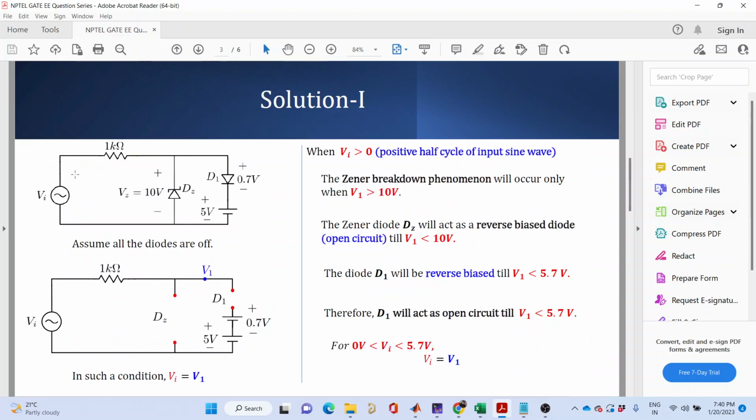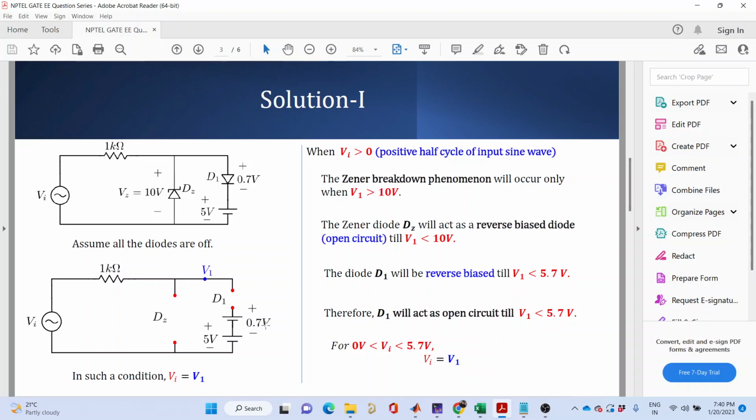Okay, let me just show you the solution itself. This is the circuit that I have drawn. Zener breakdown will occur only when this VI becomes greater than 10 volt. But the moment the potential at V1 reaches 5.7 volt, this diode D1 would start conducting, and this point V1 would be clamped at 5.7 volt. Even if you increase VI to 10 volts, the diode D1 would be conducting and the potential at this point would be clamped at 5.7 volt.